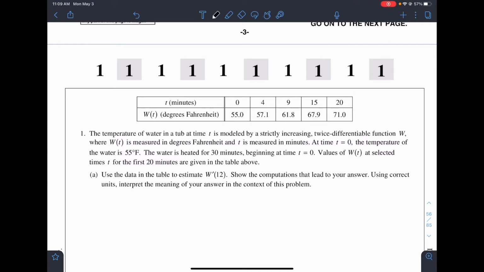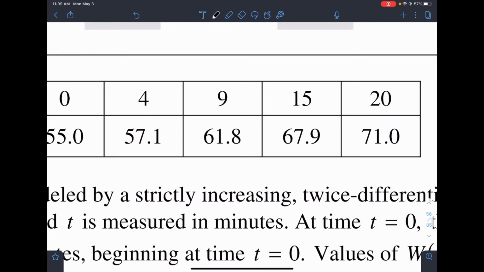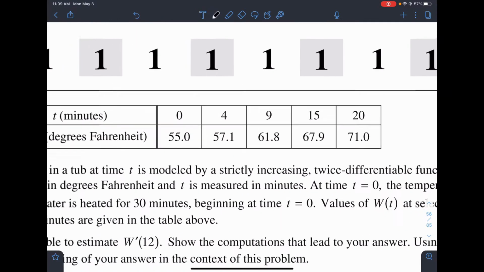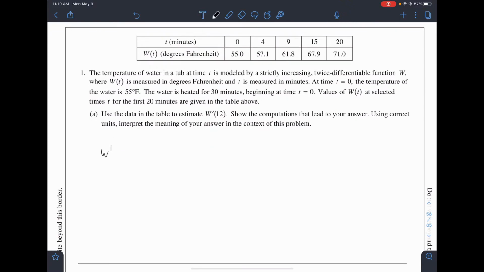That's our function, and we have to find W prime of 12. So what we can notice is we have W of 9 and we have W of 15, but we don't have W of 12. So what we can do is use the average rate of change from 9 to 15, since 12 is right in the middle of 9 and 15. And we'll get a good approximation for W prime of 12. So let's write that down. W prime of 12 approximately equals W of 15 minus W of 9 over 15 minus 9. So this is just the slope of the secant line from the x values of 9 to 15.